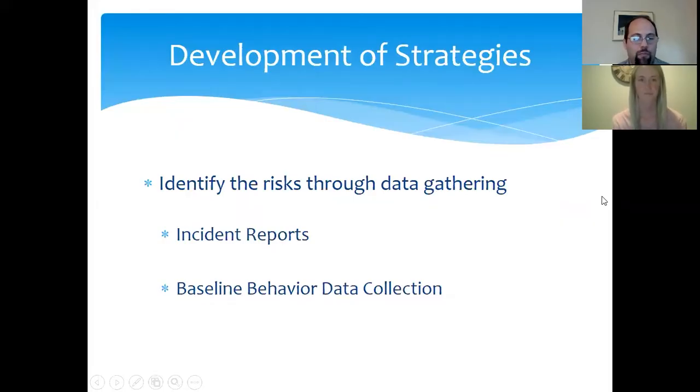Okay, so let's talk a little bit about the strategies themselves. Behavior strategies are going to be introduced into a person's plan when the team has identified some kind of risk. It's important that that process, as Shelby said, be data driven. And what that specifically means is it's based on a risk that we have actually seen, actually documented. It's not just something that we feel might happen. It's not just something that we worry might happen, but a risk that we actually have observed.